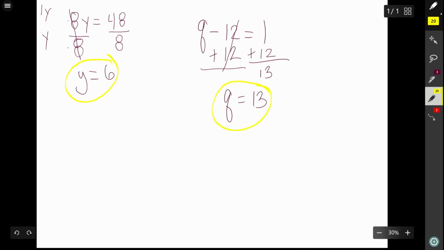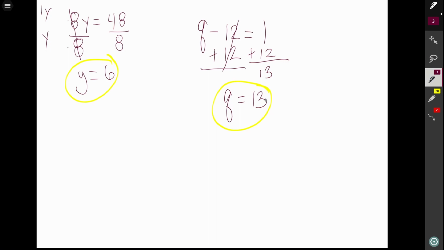Now, given both of these, how do you know it's right? What if you second guess yourself? Well, that's why you need to check your answer. So if we say y is 6, can we say 8 multiplied by 6 is 48? Yes, we can say that.